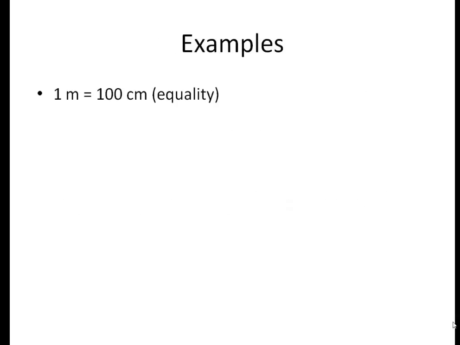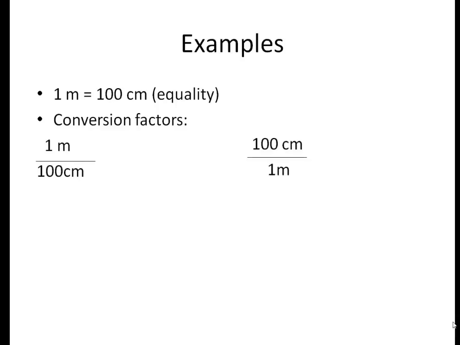An example of an equality is 1 meter is 100 centimeters. This equality can be written as two different conversion factors. 1 meter over 100 centimeters, 100 centimeters over 1 meter. If you're only looking for one unit, that unit must end up on the top of your problem. So if I use the first conversion factor, I will be looking for meters. If I use the second conversion factor, I will be using centimeters because these are the top units.